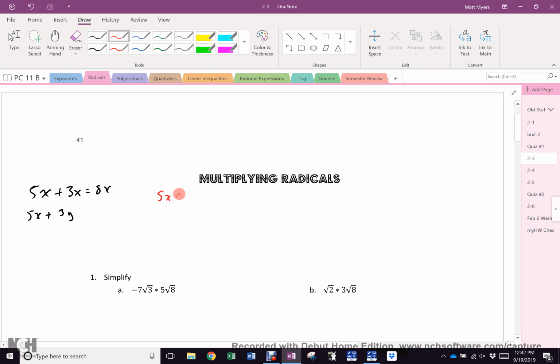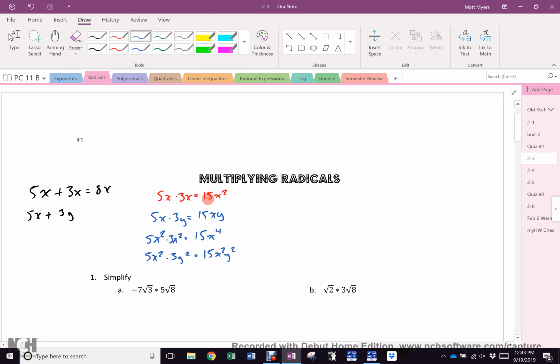So 5x times 3x is what? 15x squared. 5x times 3y is what? 15xy. 5x squared times 3x squared is what? 15x to the fourth. And lastly, 5x squared times 3y squared is what? 15x squared y squared. Right?